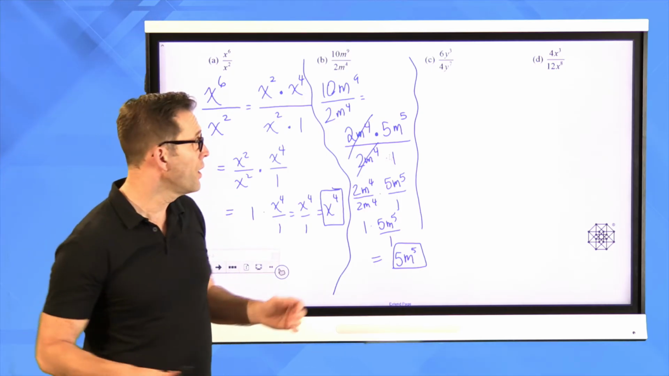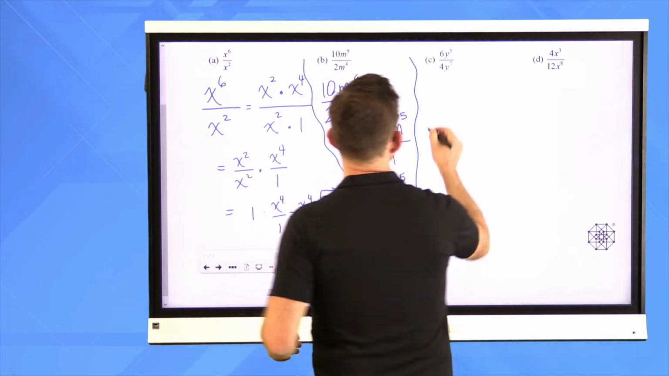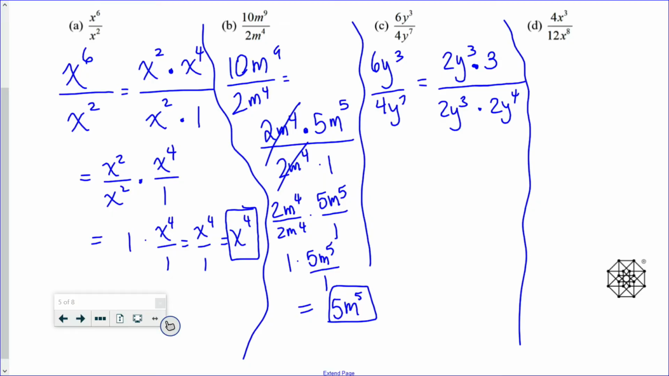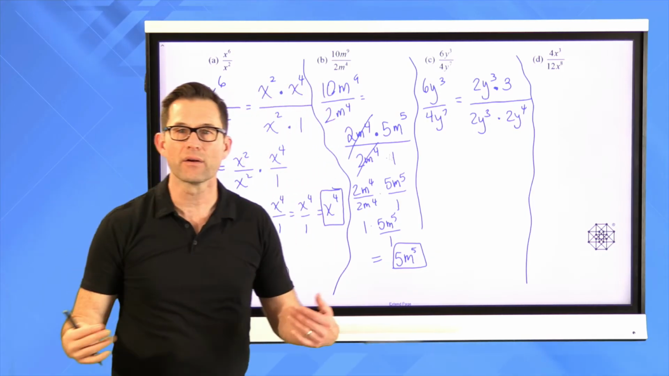All right, well, let's take a look at letter C. We've got 6y to the third divided by 4y to the seventh. In terms of the numbers, we've got 2y to the third, that's our GCF, times 3 in the top, and times 2y to the fourth in the bottom. All right, let me just step back here and think about this.